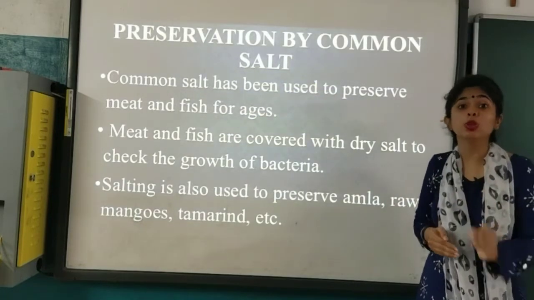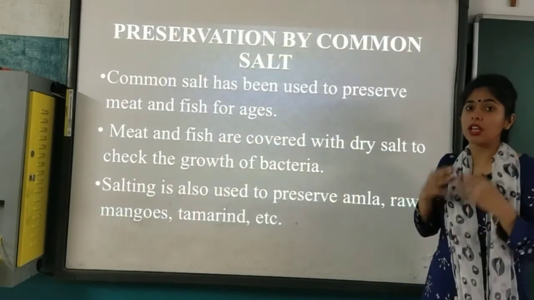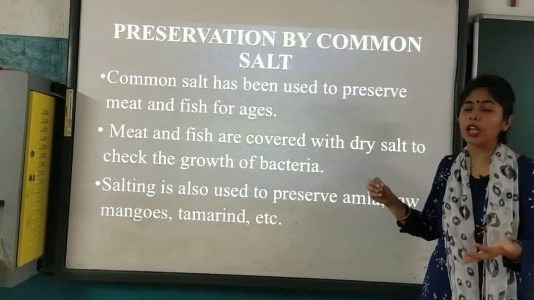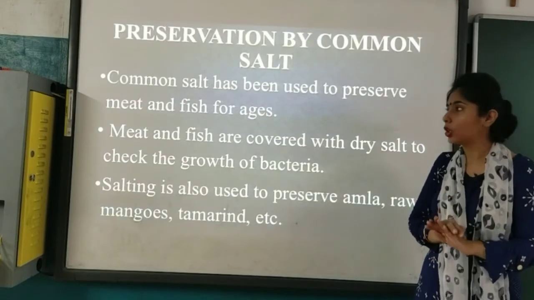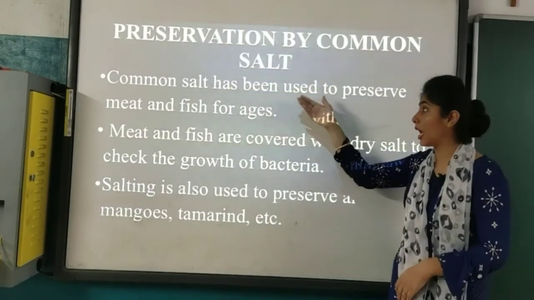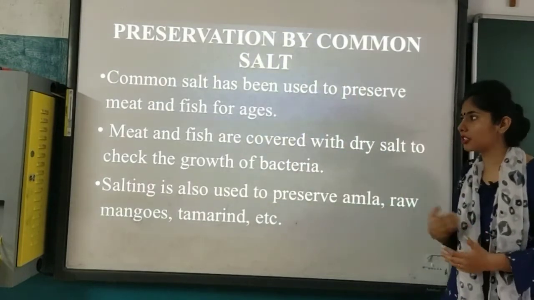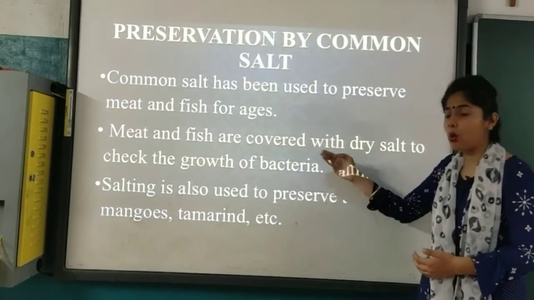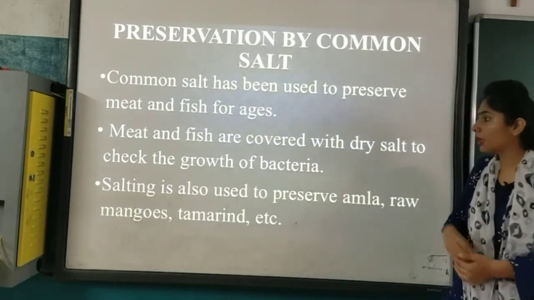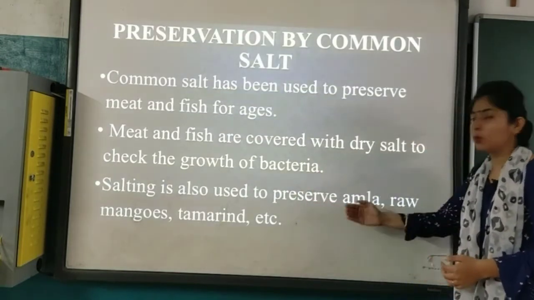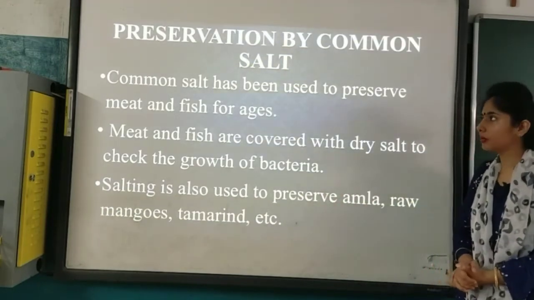This is also used in meat and fish. If the meat and fish are kept in some salt, what will happen? The microorganisms will not attack this food. Common salt has been used to preserve meat and fish for ages. Meat and fish are covered with dry salt to check the growth of bacteria. Salting is also used to preserve amla, raw mangoes and turmeric.